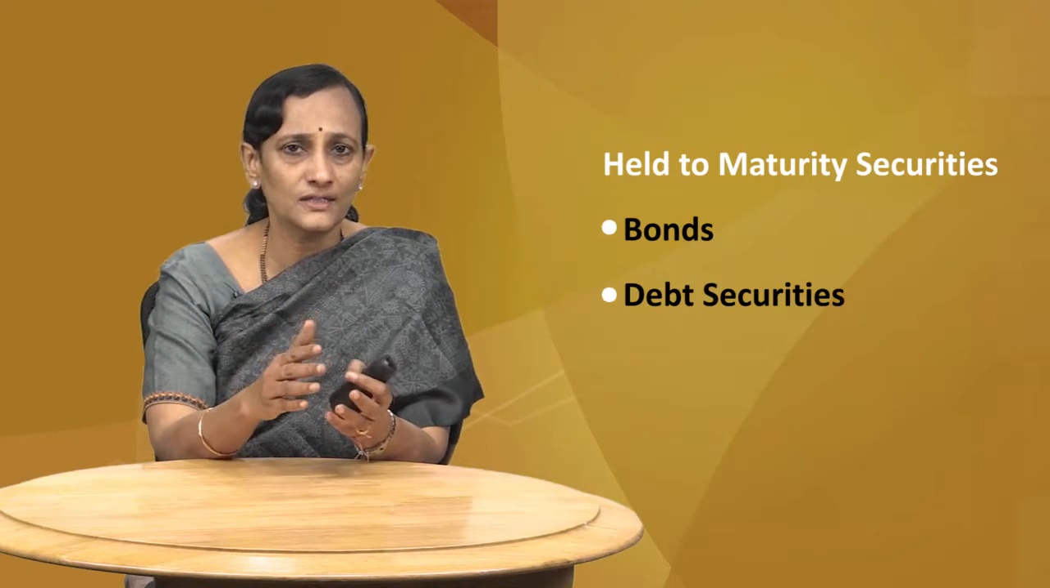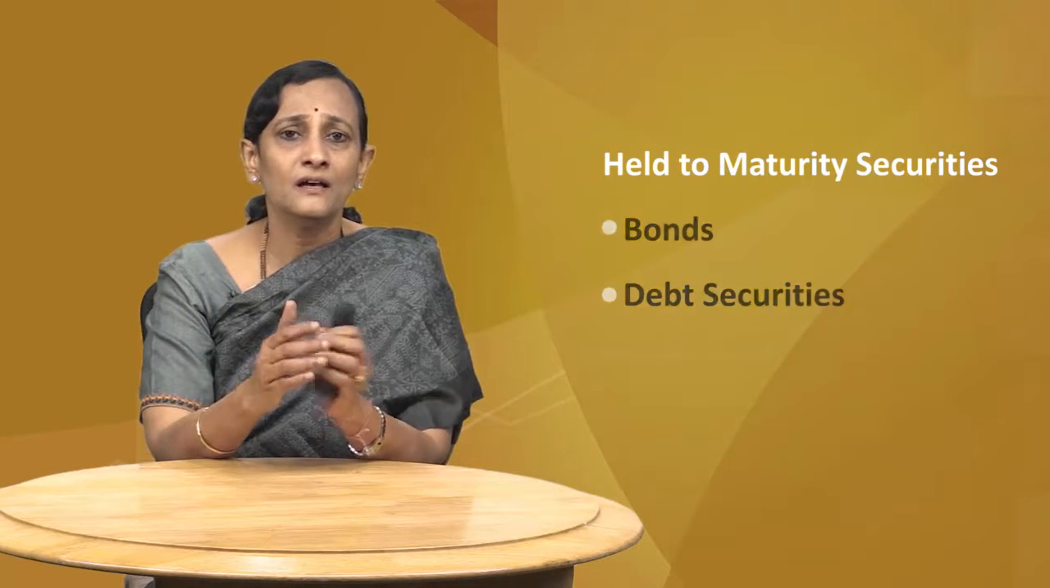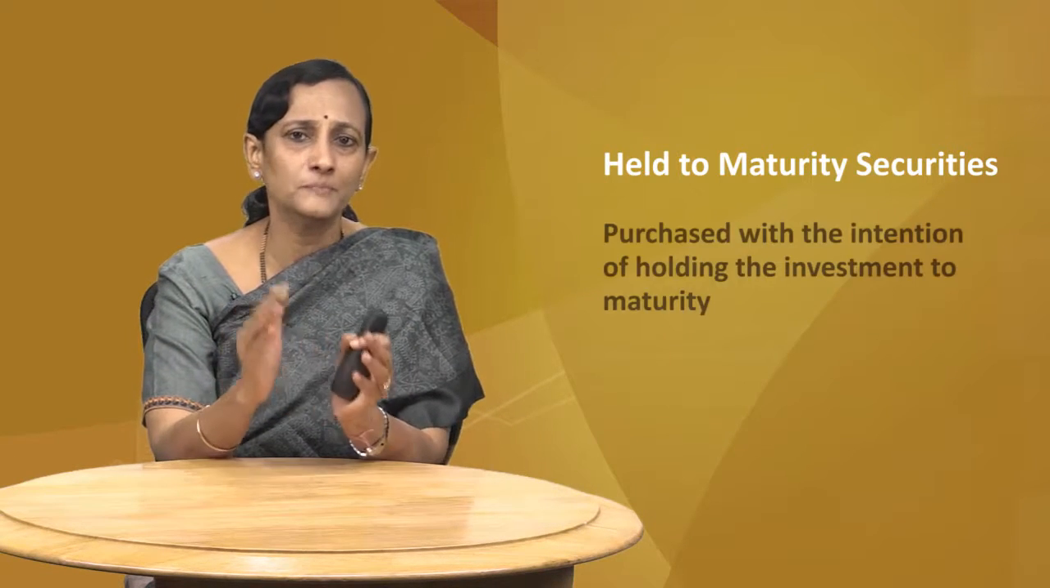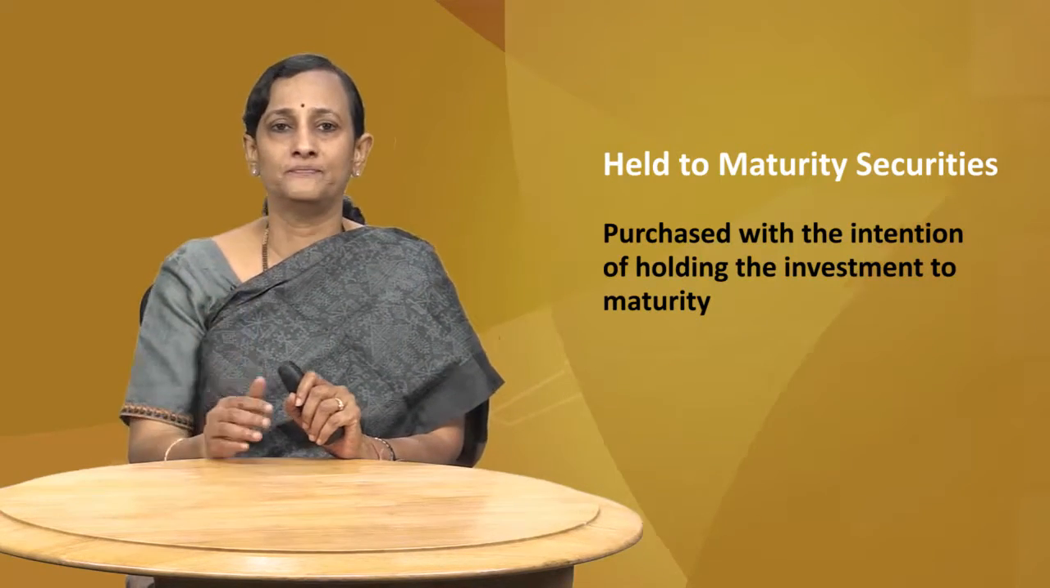The first one being held to maturity. Usually held to maturity securities are bonds, debt securities which have specific maturity period. A held to maturity security is purchased with the intention of holding these investments up to maturity. And these can be, of course, like I said, current and non-current depending on when the assets are maturing.